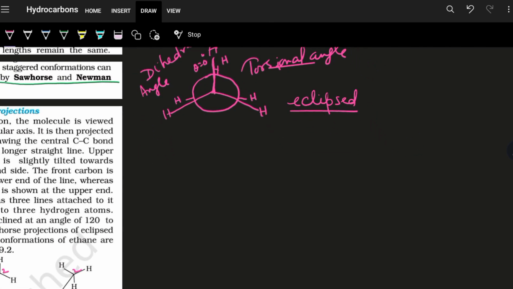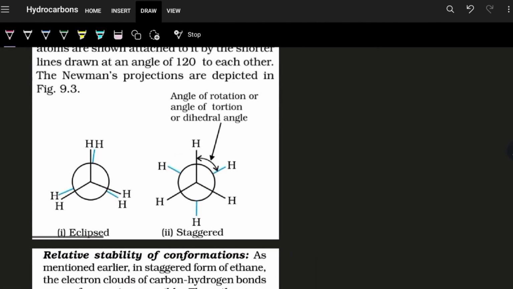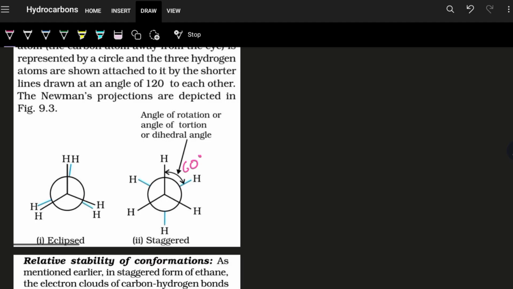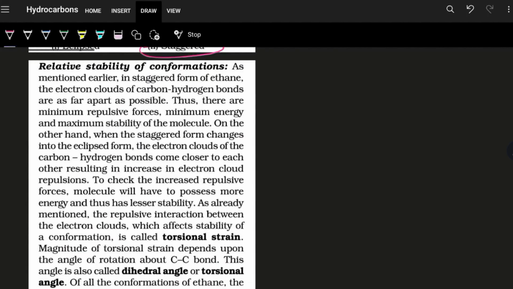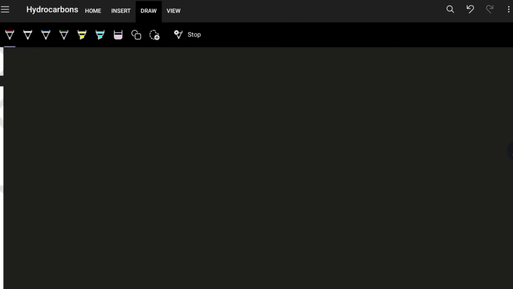If I show the staggered form in Newman representation, we can see here that each dihedral angle is 60 degrees. It forms 1, 2, 3, 4, 5 and 6 such angles. Each dihedral angle is 60 degrees, which of course experiences lesser repulsion, whereas in the eclipsed form the dihedral angle was 0 degrees. So staggered is the most stable form. That is the relative stability on account of the torsional angle or torsional strain.